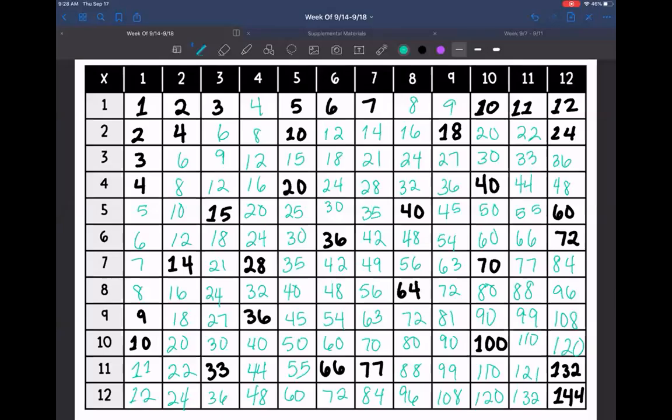We have finished our multiplication table. Do we have any questions on the times tables? No. No, right? It's pretty straightforward.